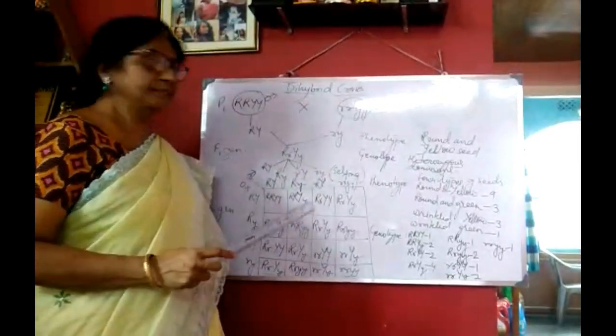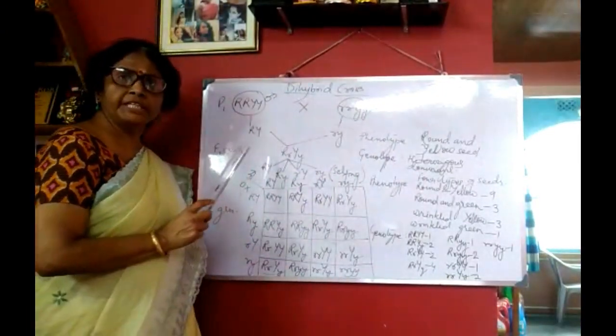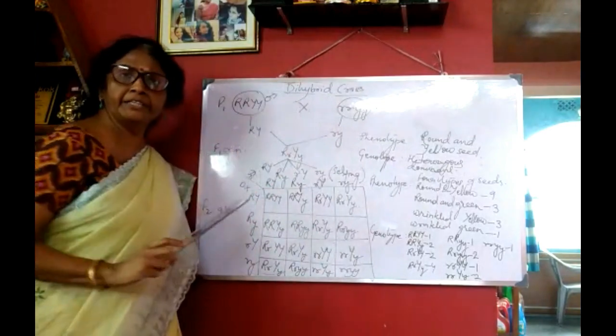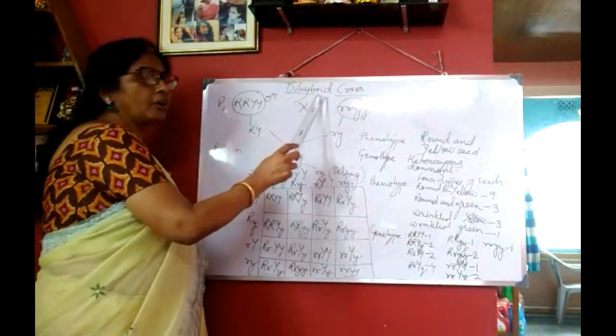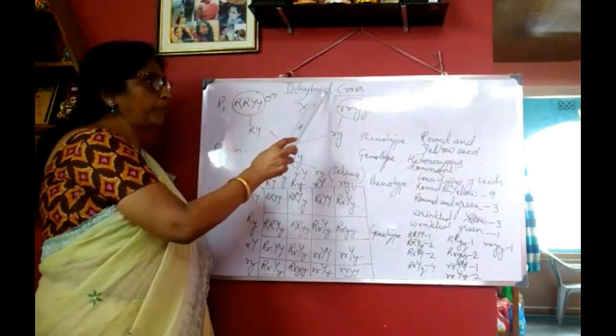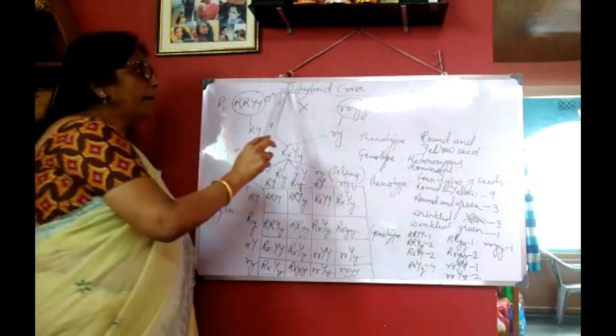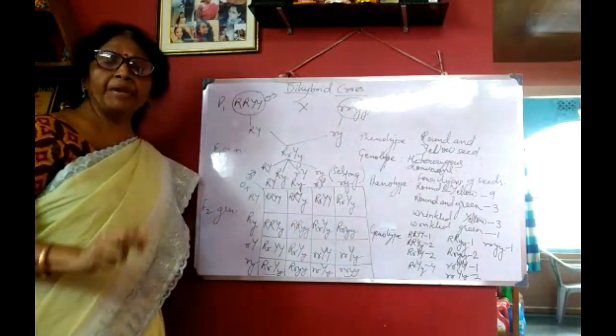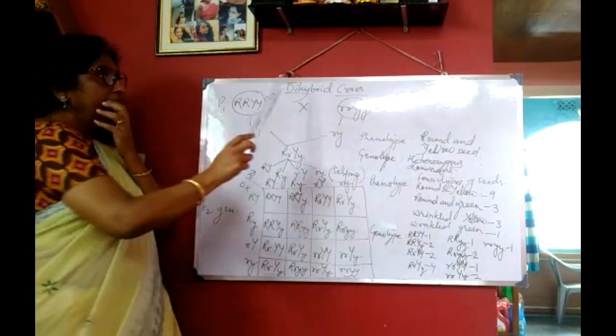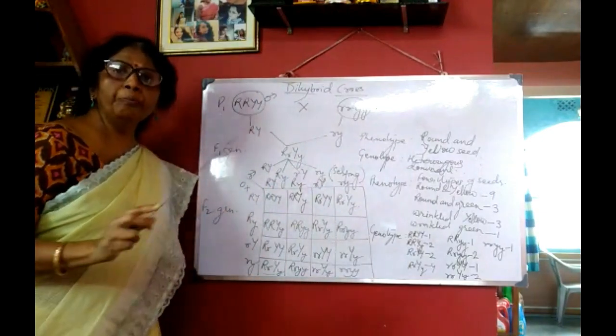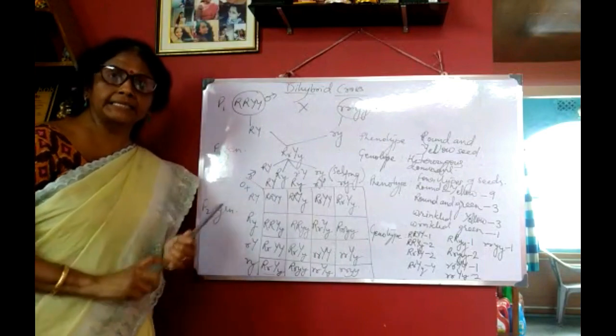Good morning, students. Today I am going to teach about dihybrid cross. In this cross, the hybrid is obtained by taking two pairs of contrasting characters. In a dihybrid cross, two pairs of contrasting characters are considered.